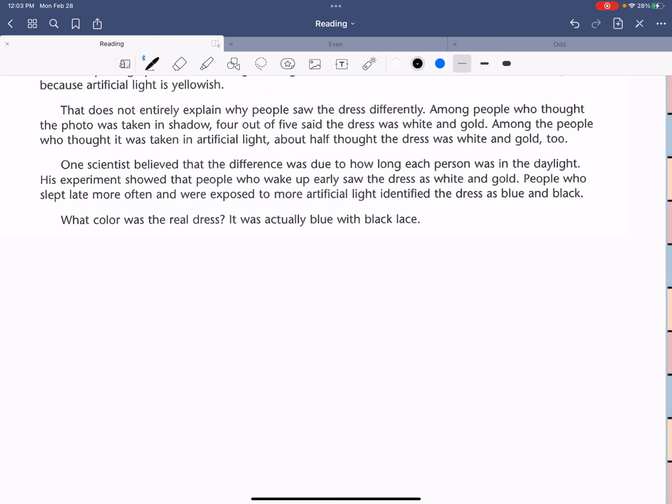One scientist believed that the difference was due to how long each person was in the daylight. His experiment showed that people who wake up early saw the dress as white and gold. People who slept late more often and were exposed to more artificial light identified the dress as blue and black. What color was the real dress? It was actually blue with black lace.